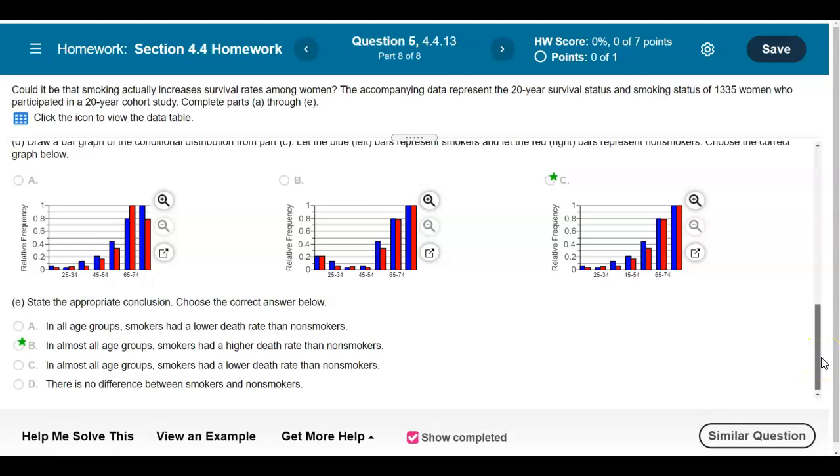Okay, and then state the appropriate conclusion. We can say that in almost all of the groups in the bar graph of part C, the smokers had a higher death rate than non-smokers.